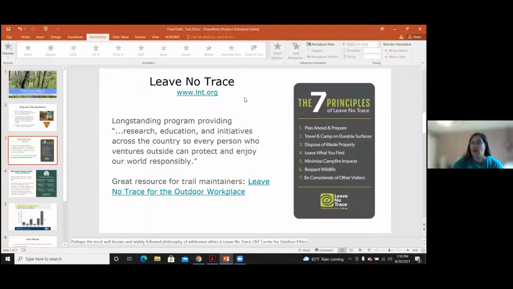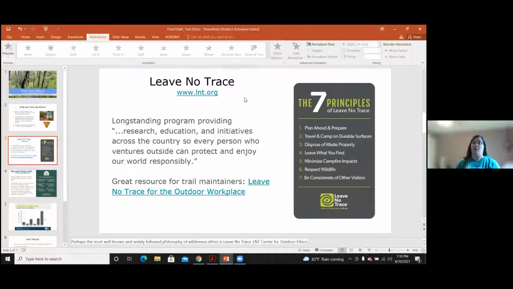I think one thing to take away here is that Leave No Trace is an actual organization. There's the Leave No Trace Center for Outdoor Ethics, and they provide research, education, and initiatives for people to get outside responsibly. They're focused around these 7 principles that you see: plan ahead and prepare, travel and camp on durable surfaces, dispose of waste properly, leave what you find, minimize campfire impact, respect wildlife, and be considerate of other visitors.